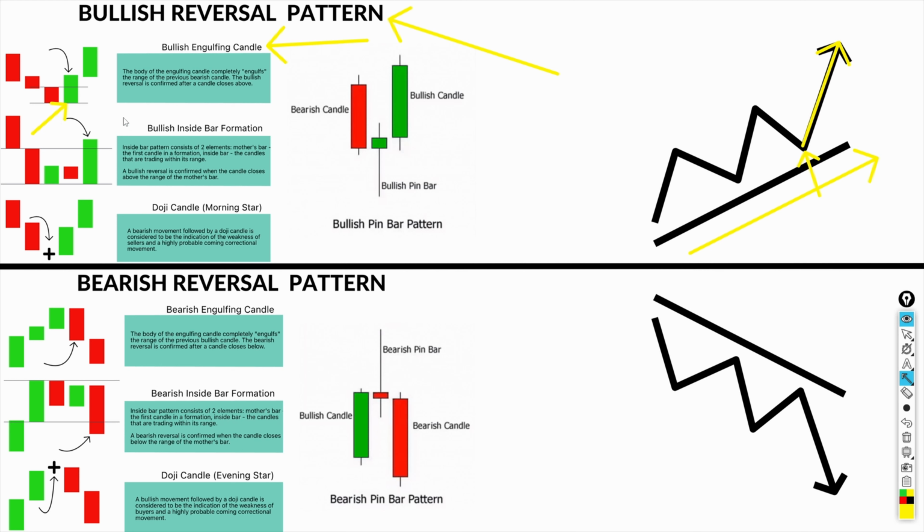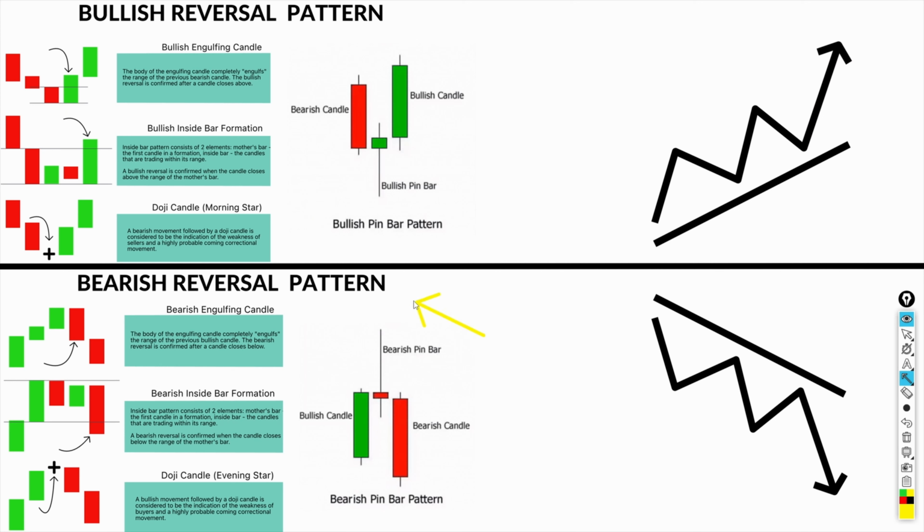And the second is the bullish inside bar formation. You see here, in this case you can see that this is the recent resistance which is broken here. So this is your confirmation. The third is the doji candle, that is the morning star. A pattern like this you can use to take a reversal trade, and you are looking for a pattern here at the buying zone, patterns like this, or a bullish pin bar pattern.